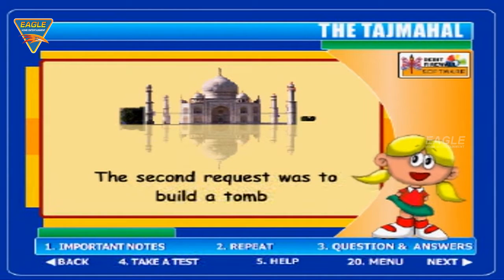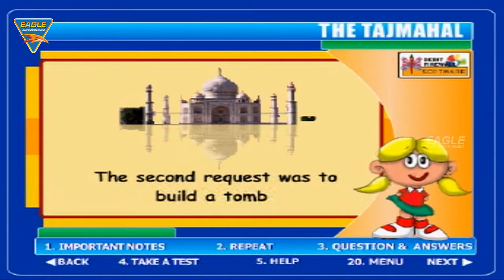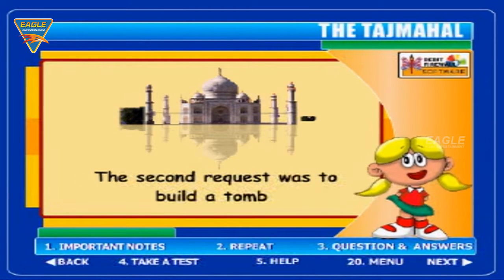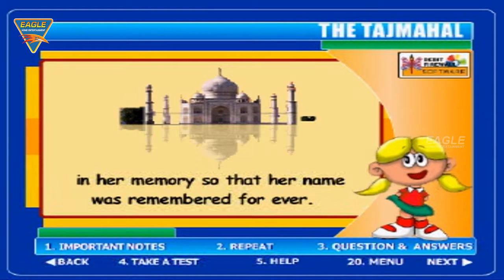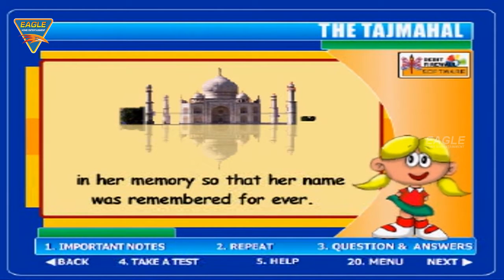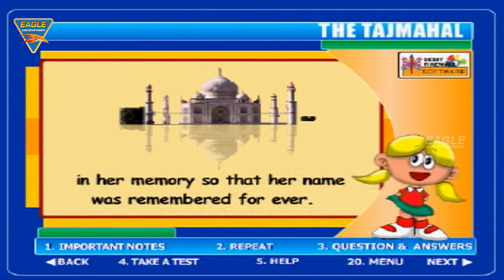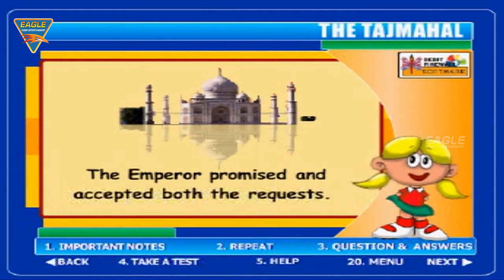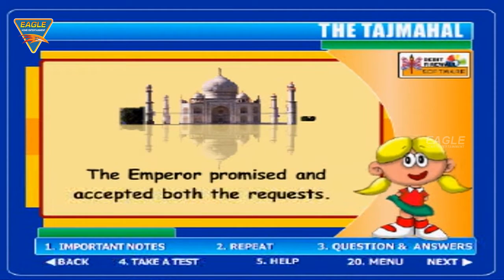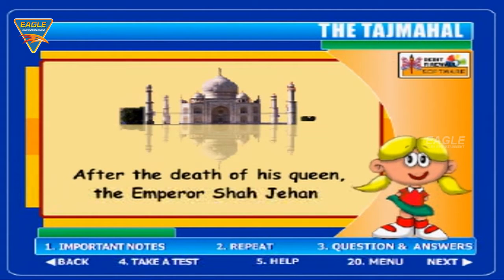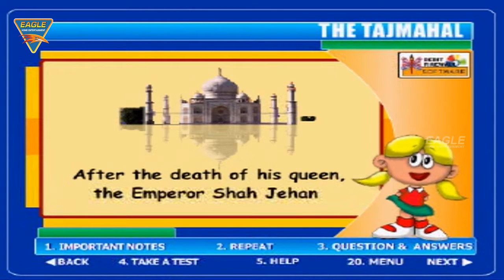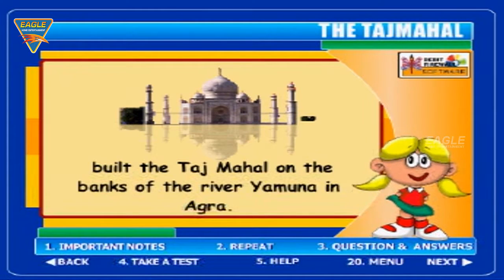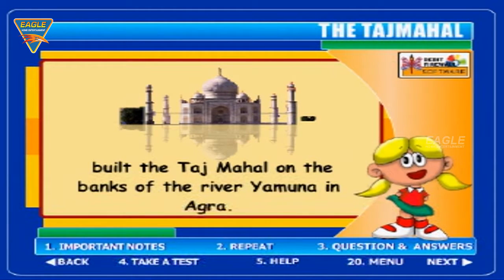The second request was to build a tomb in her memory so that her name was remembered forever. The emperor promised and accepted both the requests. After the death of his queen, the emperor Shah Jahan built the Taj Mahal on the banks of the river Yamuna in Agra.